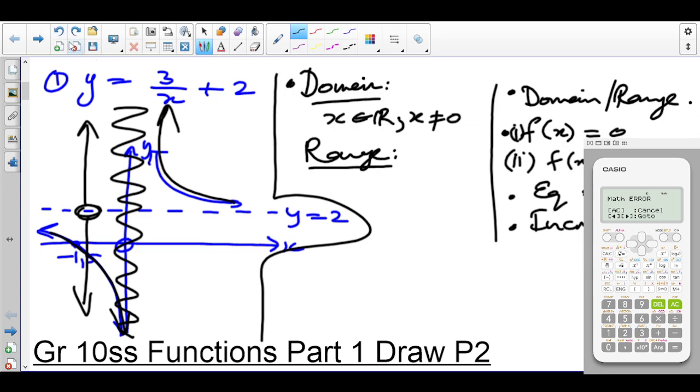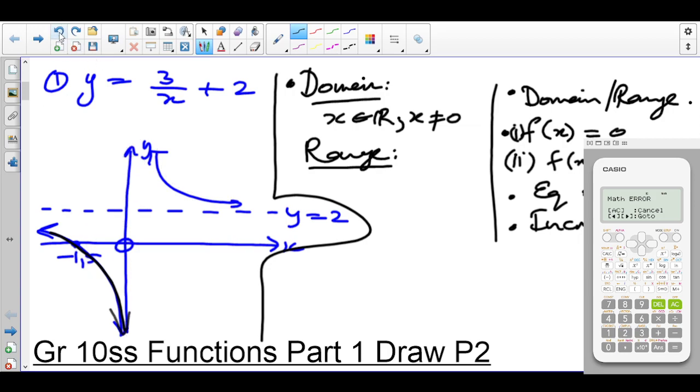So what do we write as the range here? Y is an element of R. Y is just not equal to 2. Right? You guys understand?